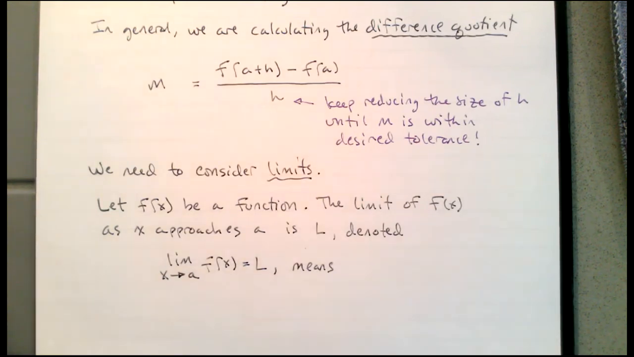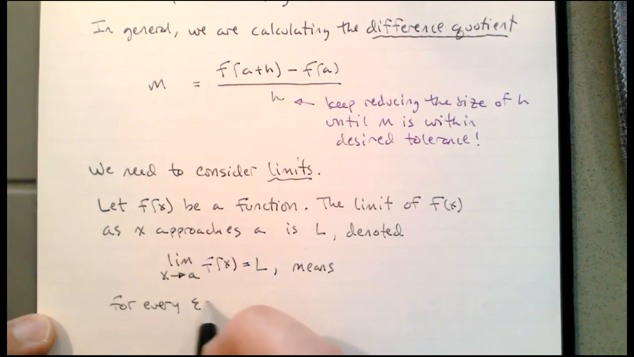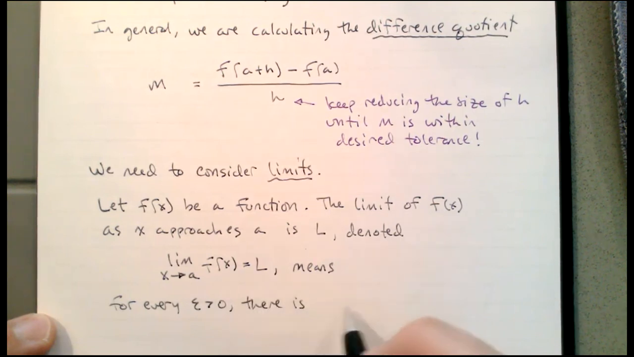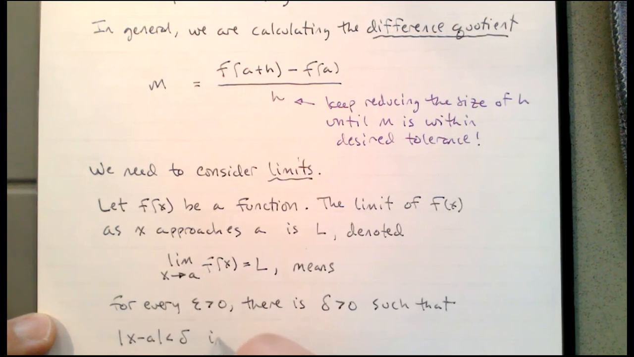And now here's the definition of a limit. So the limit as x approaches a of f of x is equal to L if and only if for every epsilon greater than 0, there is some delta greater than 0 such that the absolute value of x minus a less than delta implies the absolute value of f of x minus L is less than epsilon.